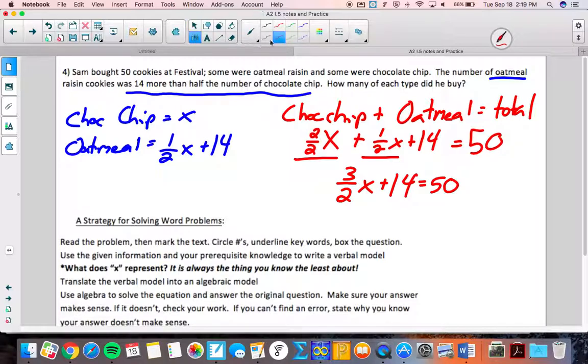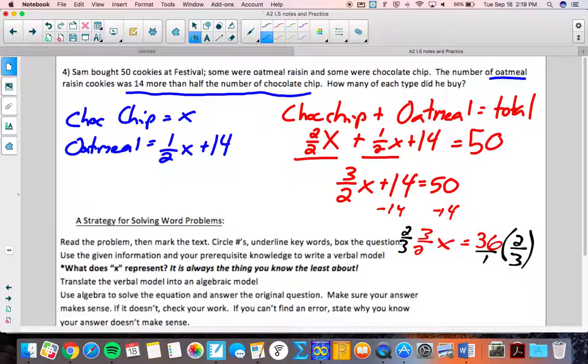So we are going to subtract 14. So we get 3/2 x equals 36. Now we multiply by the reciprocal, 2/3 and 2/3. Now this 36 I'm going to turn into a fraction. It's the same as 36 over 1. On the left we get 6 over 6x, which is the same as 1x.